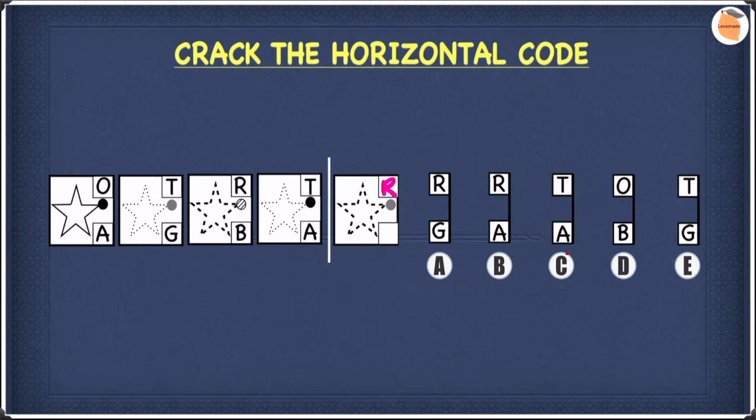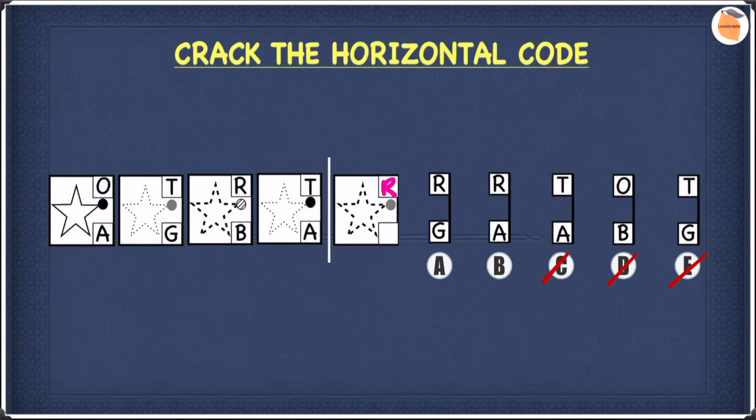We can cross off C, D, and E because they start with T, O, and T, not with an R. So we're left with A and B. Now, let's look at our second letters, which are A, G, B, A. As you guys could see, we have 2 of the same letters appearing again, which are A's. So this means that there's something common between these two shapes. The only thing that's common between these two shapes is the fact that they both have a black circle.